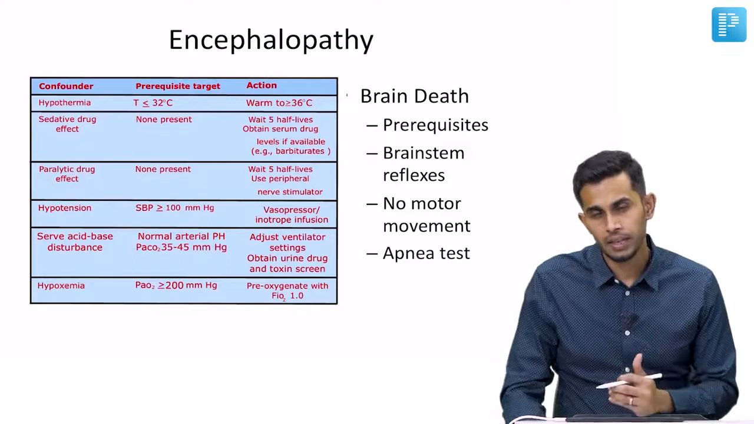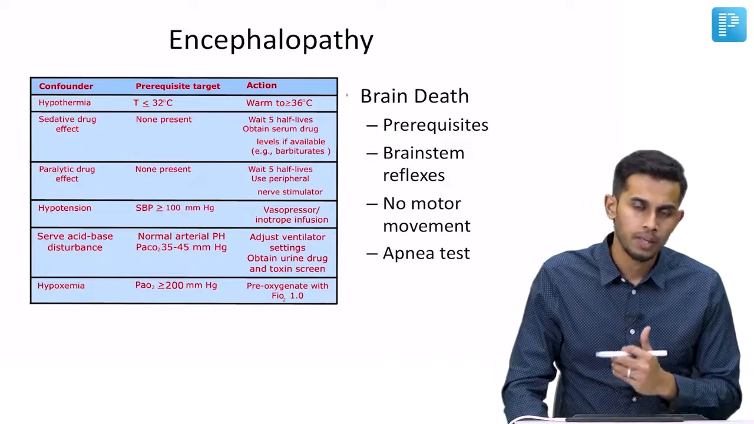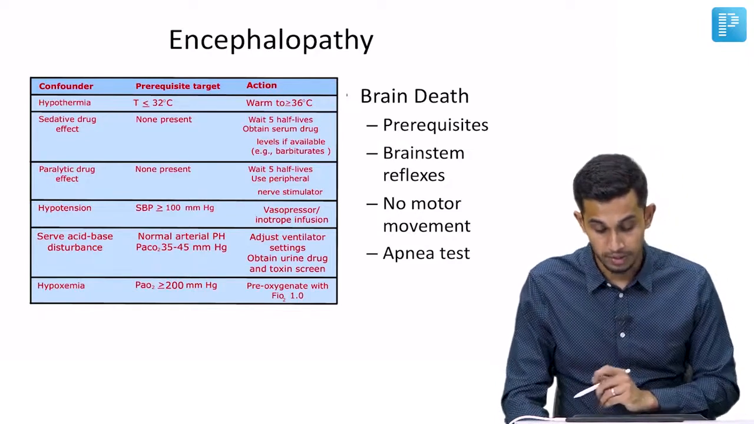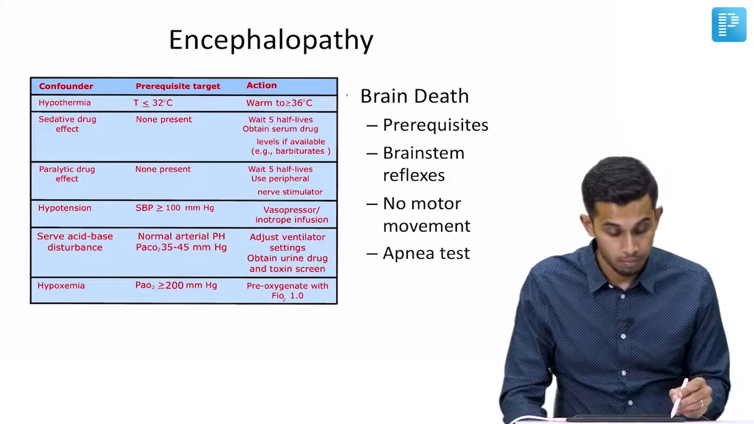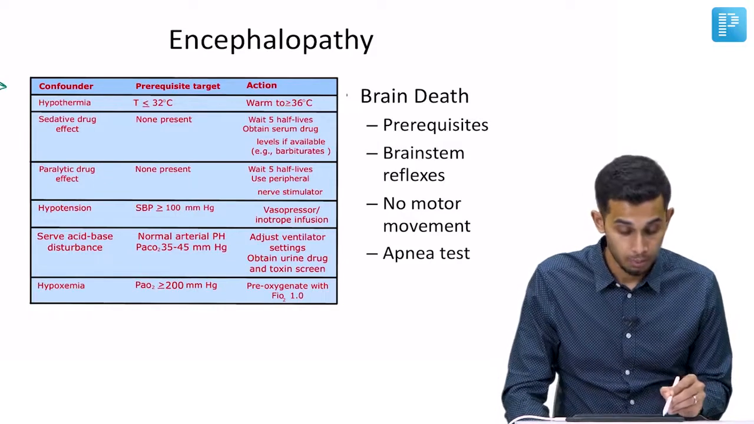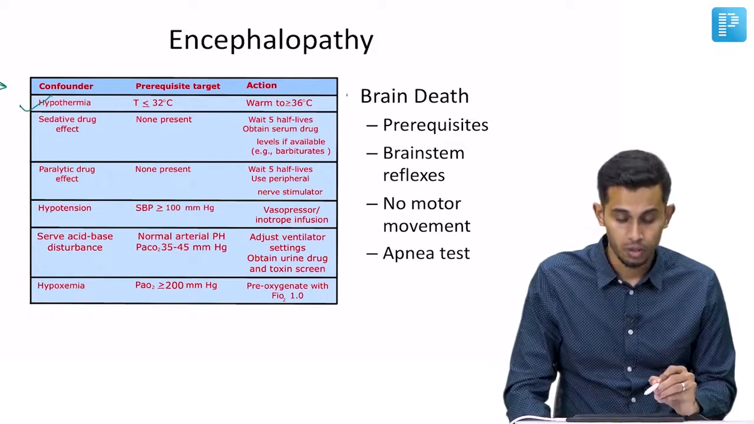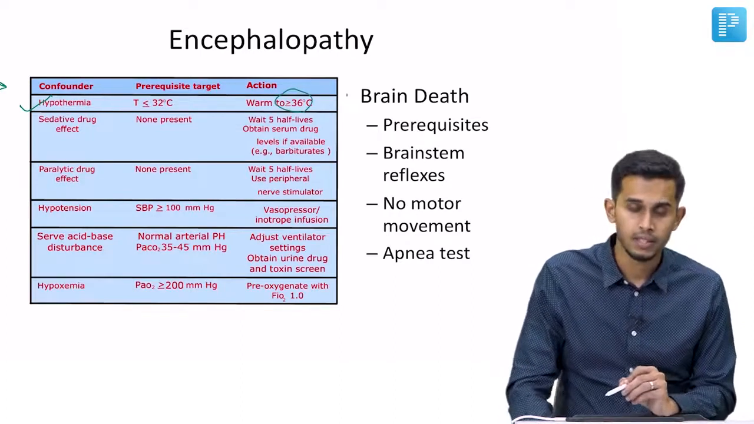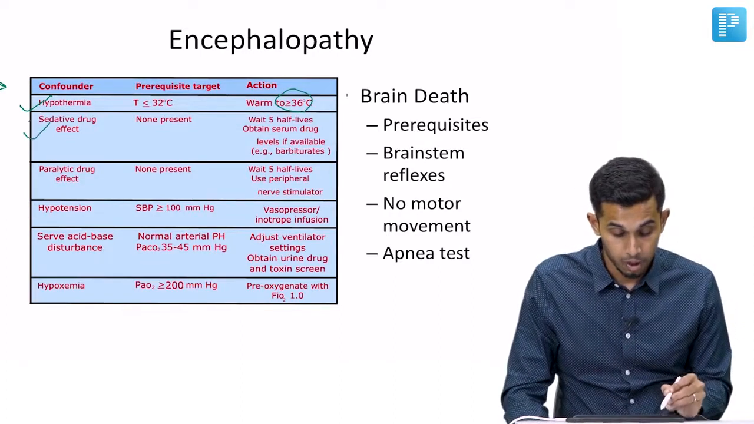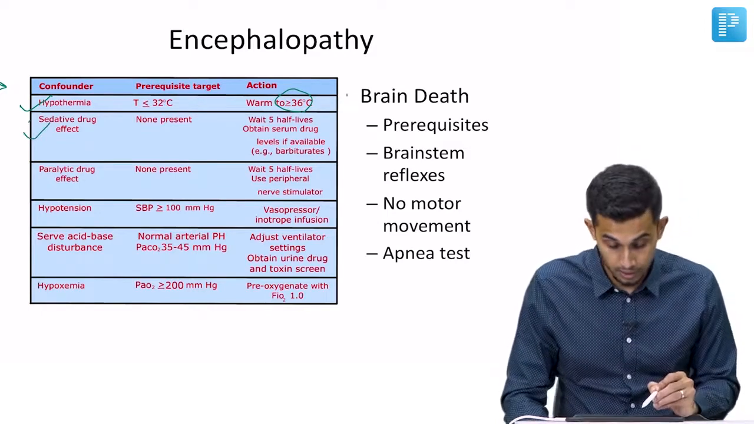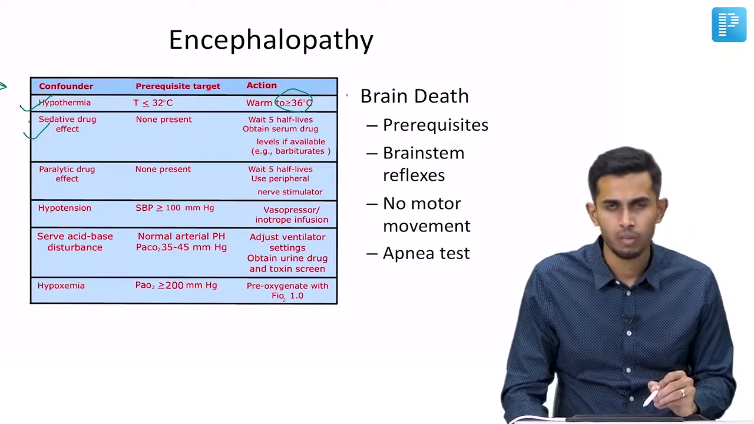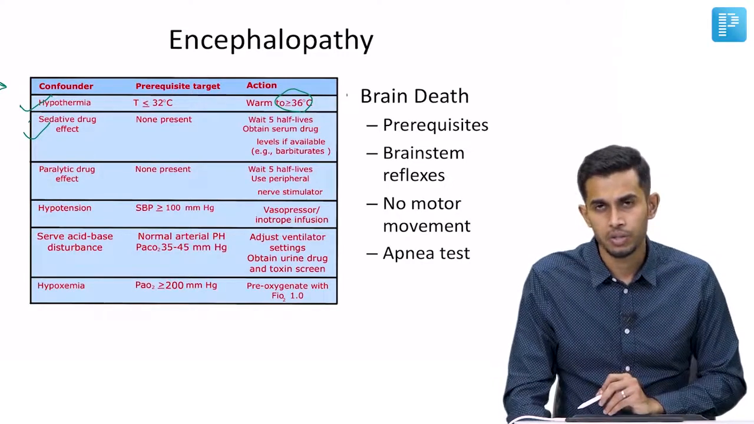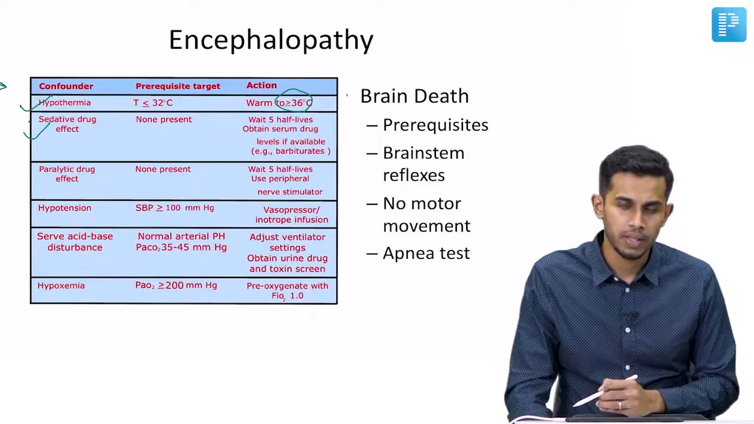So before declaring the patient brain dead, we have to make sure that there are no confounding factors. So what are the confounders for brain death? One is hypothermia. We have to make sure that the body temperature is at least about 36 degrees Celsius. Next, there should not be any sedative drug effect. If the patient was on benzodiazepines, then we have to wait at least 5 half-lives of benzodiazepines before confirming the patient as brain dead.